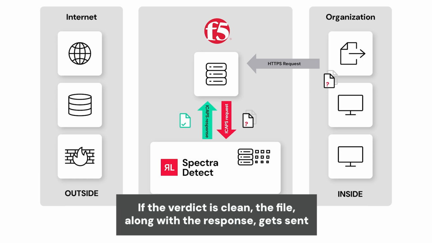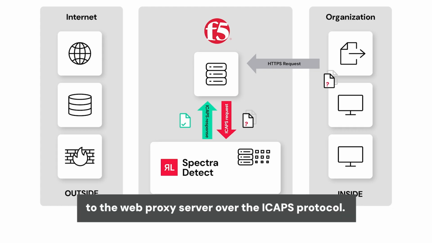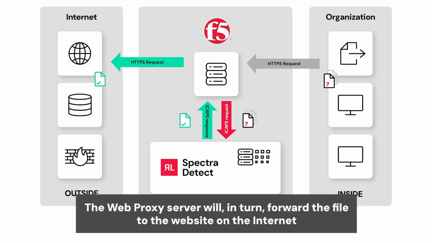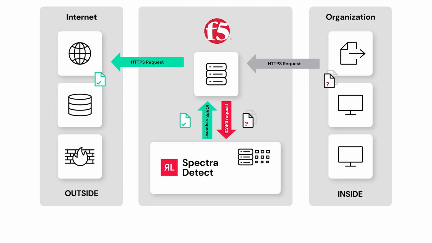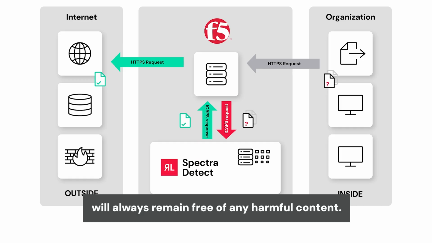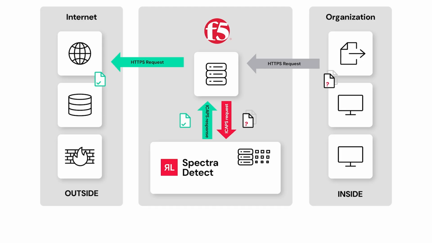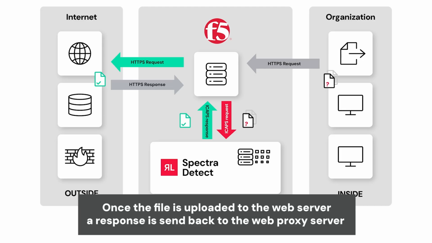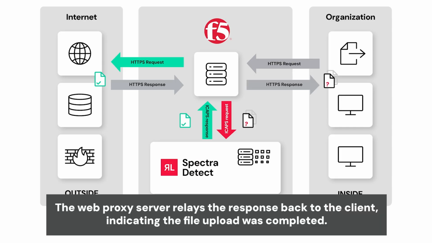If the verdict is clean, the file, along with the response, gets sent to the web proxy server over the ICAPS protocol. The web proxy server will, in turn, forward the file to the website on the internet. The website and all its files, uploaded content, documents, apps, media, etc., will always remain free of any harmful content. Once the file is uploaded to the web server, a response is sent back to the web proxy server. The web proxy server relays the response back to the client, indicating the file upload was completed.